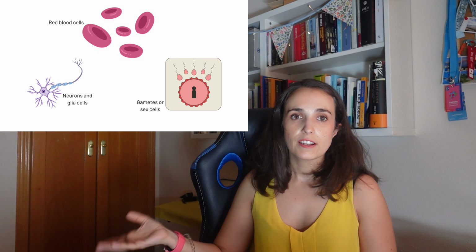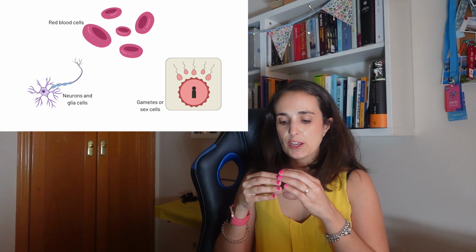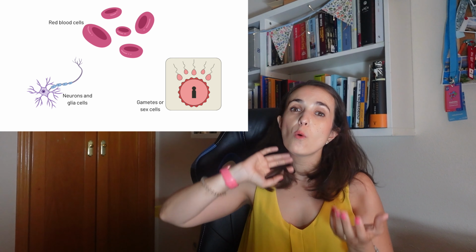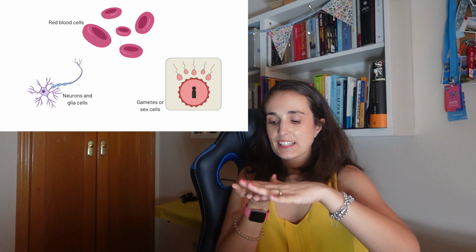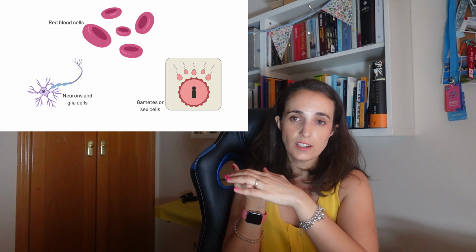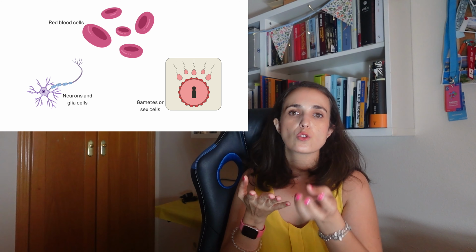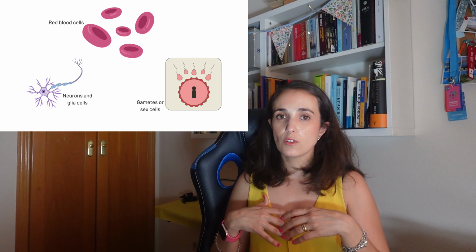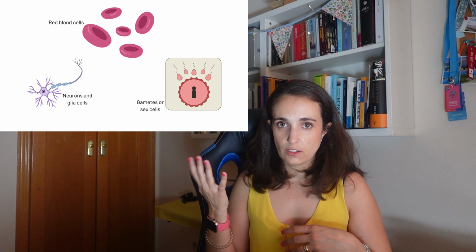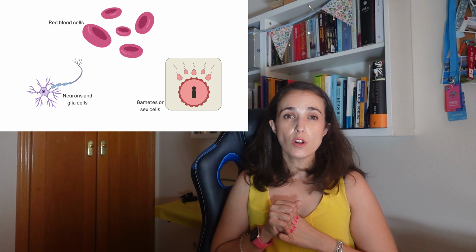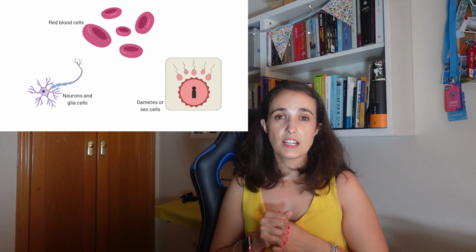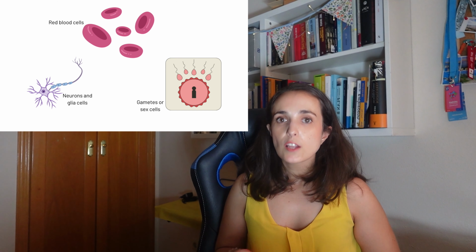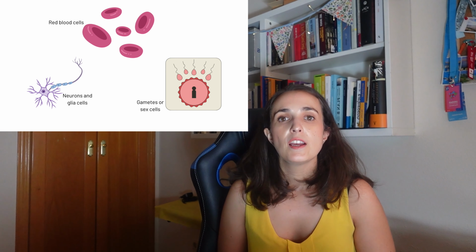For instance, red blood cells become like a disc. The shape is of a disc, it's not round anymore. Why? Because this way the surface of the cell is bigger and it is easier to exchange oxygen and carbon dioxide from the blood to the lungs. Okay, that's why. And also, red blood cells lose their nucleus when they are mature, so they have more space to store oxygen inside.